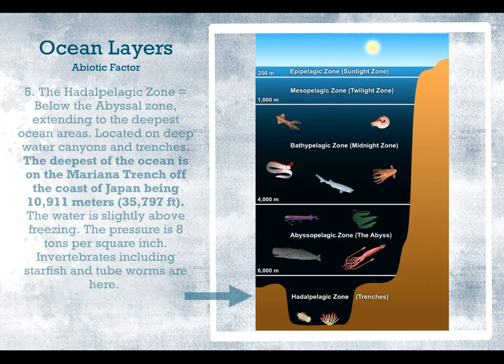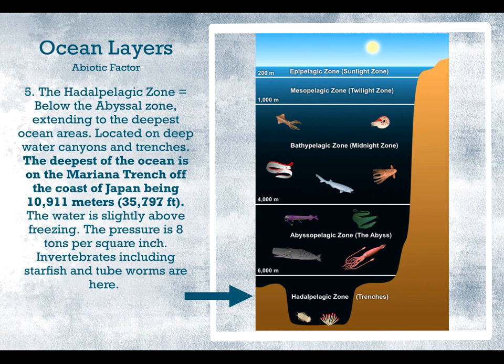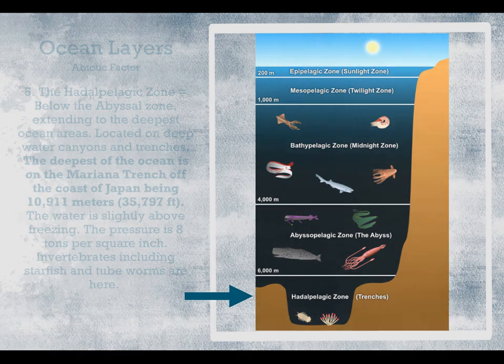The hadopelagic zone is below the abyssal zone extending to the bottom of the deepest ocean areas. These are typically located in deep water canyons and trenches. The deepest of the ocean is the Mariana Trench off the coast of Japan, being 10,911 meters. The water is slightly above freezing, while the pressure is 8 tons per square inch. Life can still be found here, such as invertebrates including starfish and tube worms.